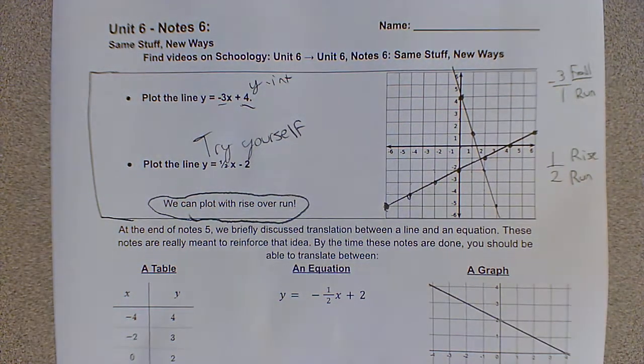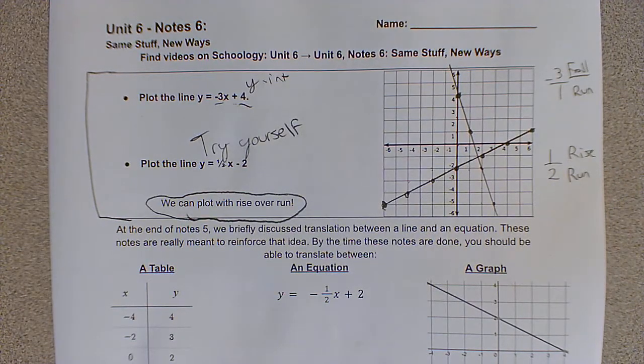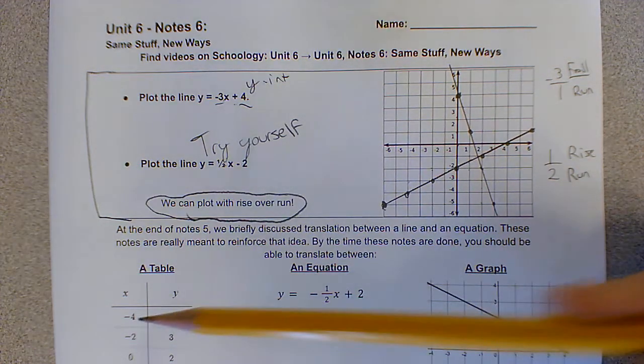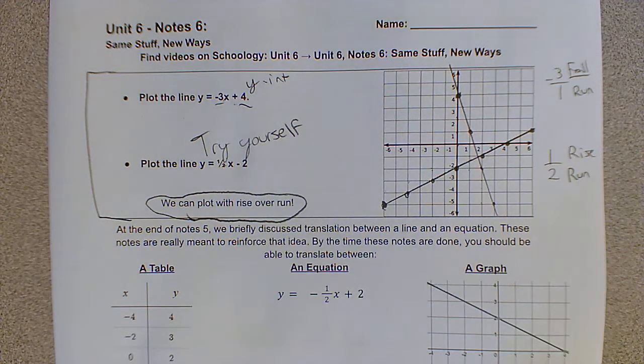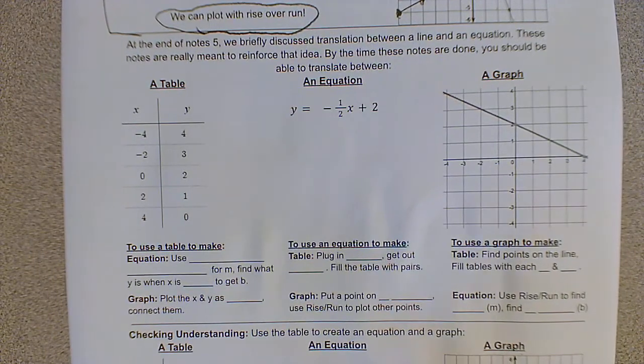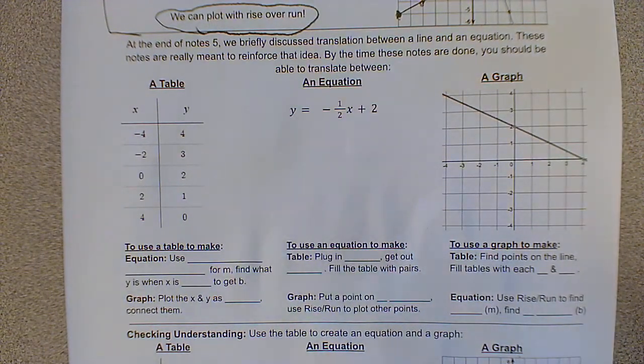So, at the end of Notes 5, we briefly discussed translation between a line and an equation. These notes are really meant to reinforce that idea. By the time these notes are done, you should be able to translate between a table, an equation, and a graph. So I have an example here, and in this example, all three are already represented. I'm going to show you the steps and what you do to go between all three of them.